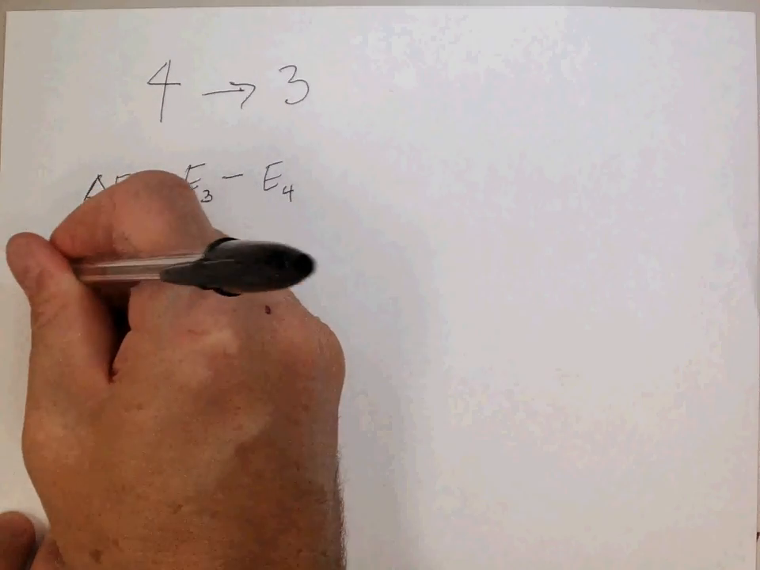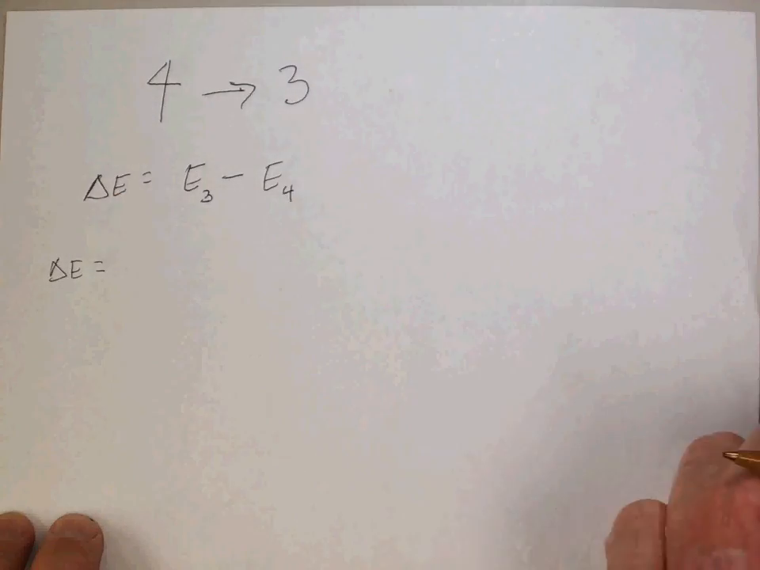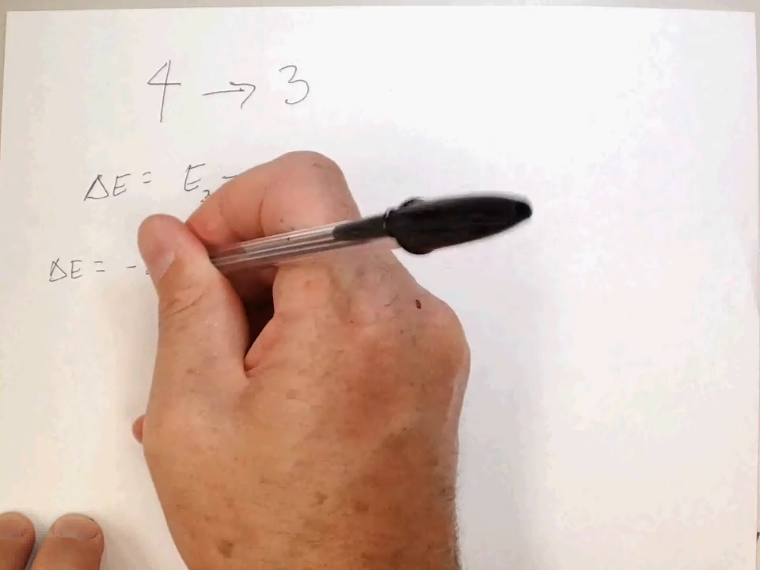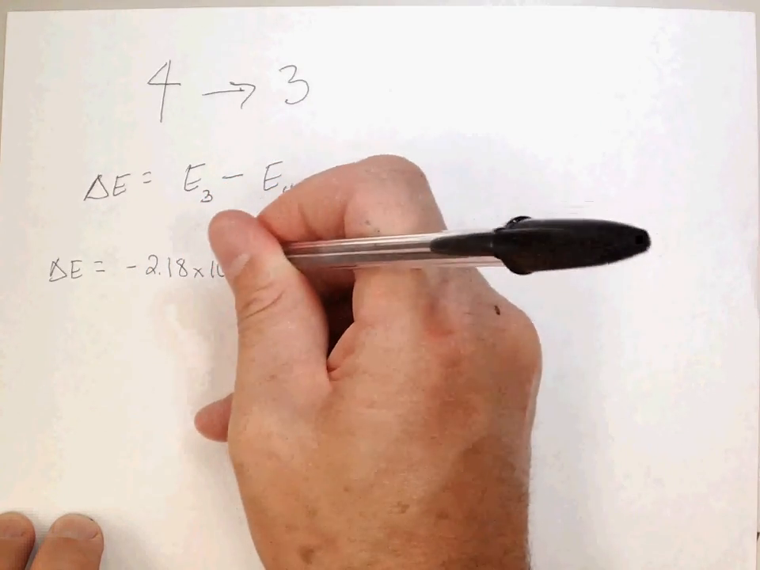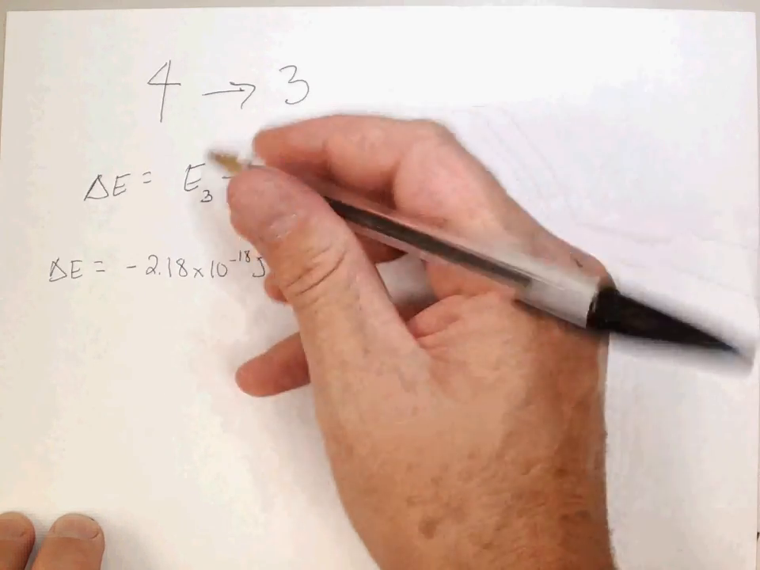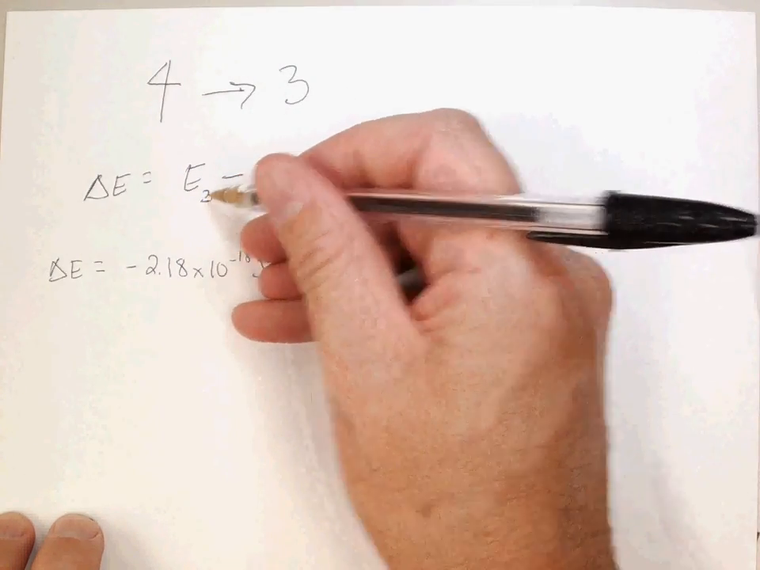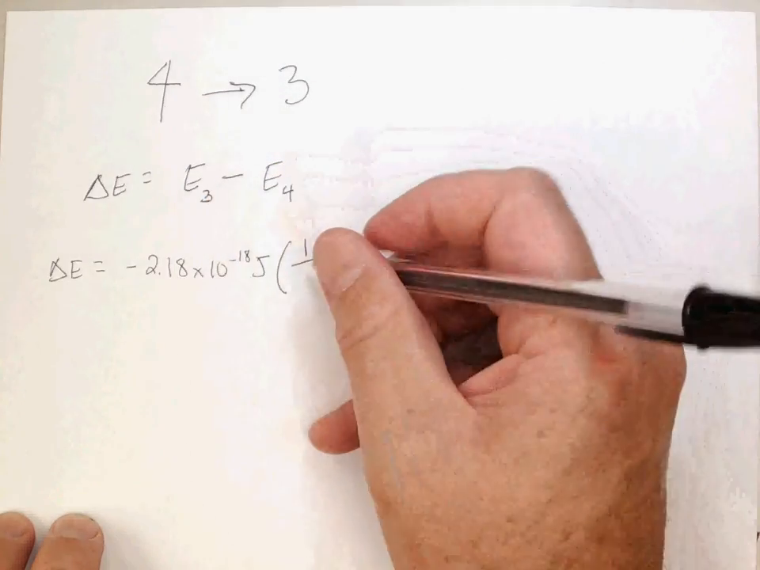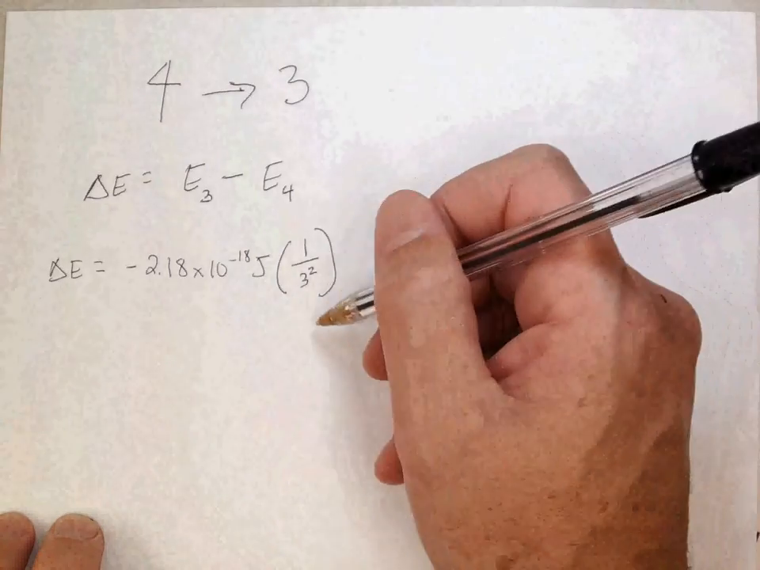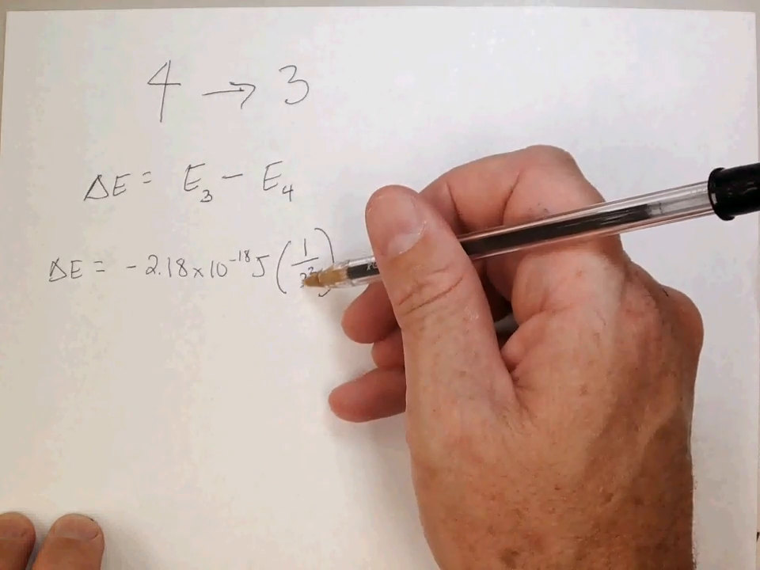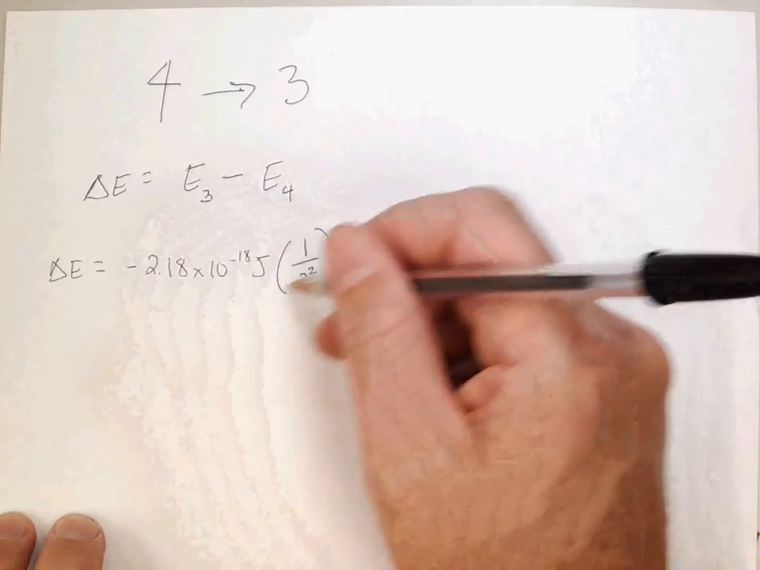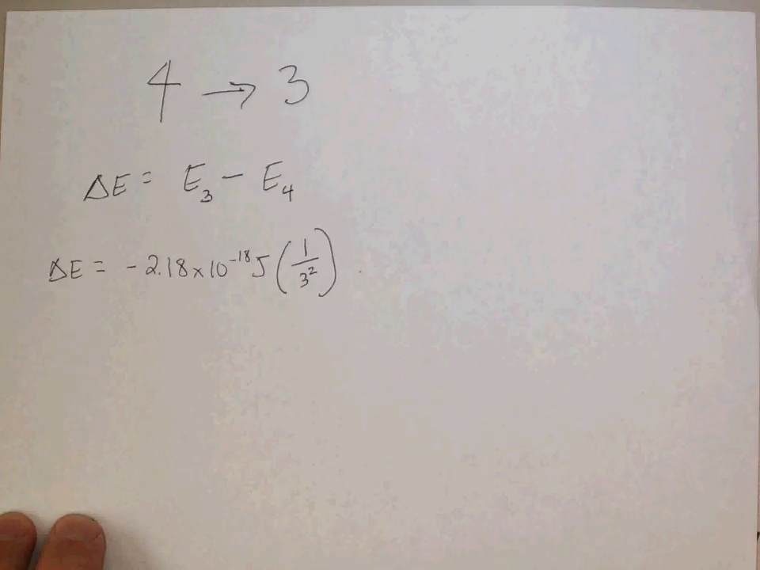Okay? And delta E is equal to, so the way that we calculate these energies, remember in the book there is a formula that says negative 2.18 times 10 to the negative 18 joules times 1 over whatever the energy level number is. In this case it's energy level 3, so it's going to be 3 squared. If it was energy level 4, it would be 4 squared, and so forth. So in the formula it says n squared. That's the amount of energy in energy level 3.